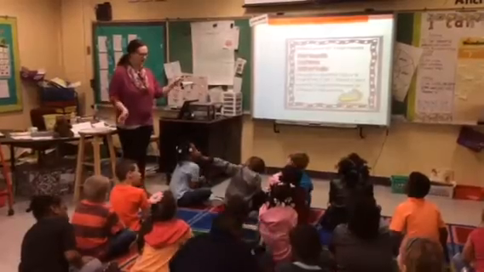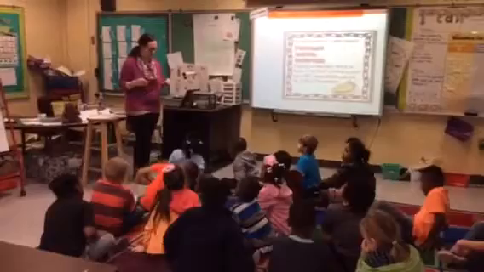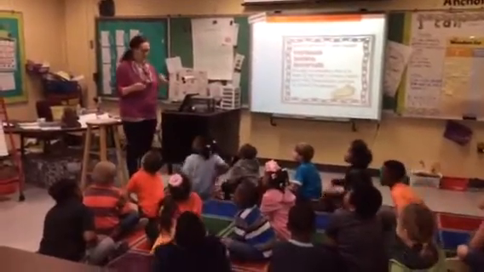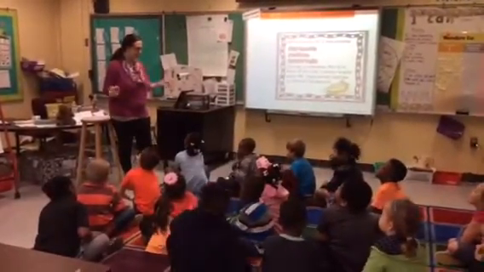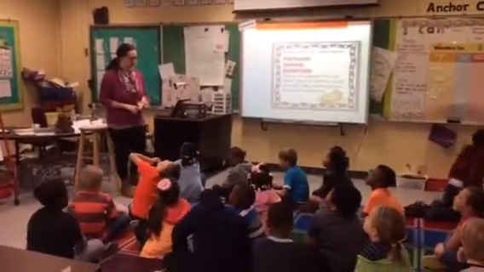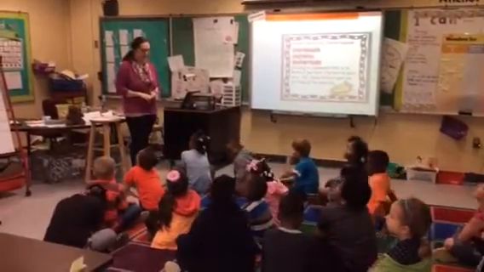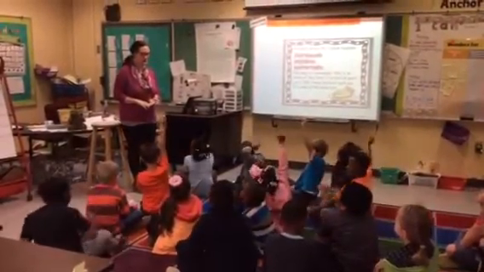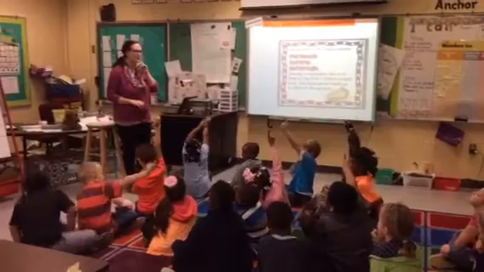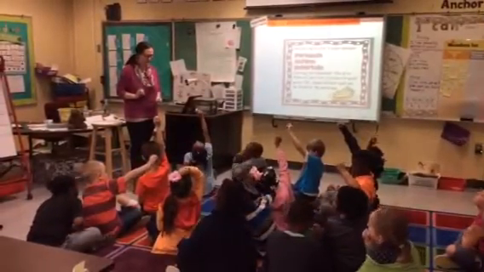Go ahead and turn your eyes and body to Miss Butler. Turn your eyes and body to Miss Butler. 3, 2, 1. Before we get started, we're going to go over what our body should look like and sound like on the carpet. Okay, so I want to see everybody show me with your hands what level you should be on while you're on the carpet. Show me with your hands, please.